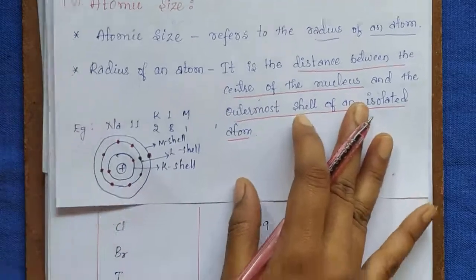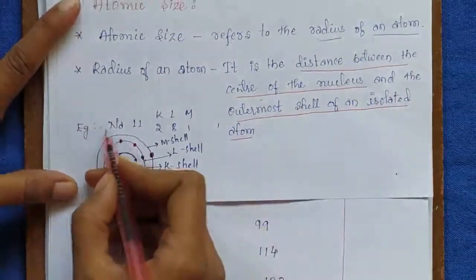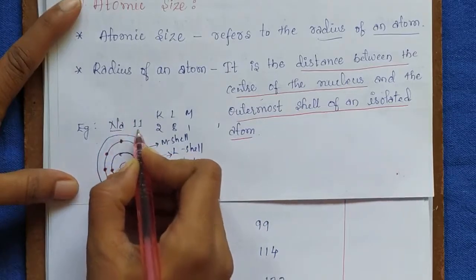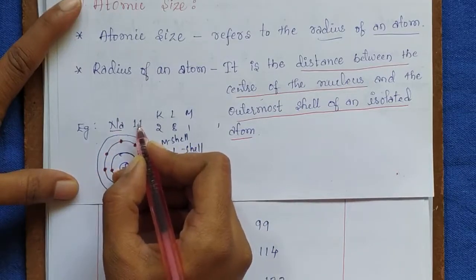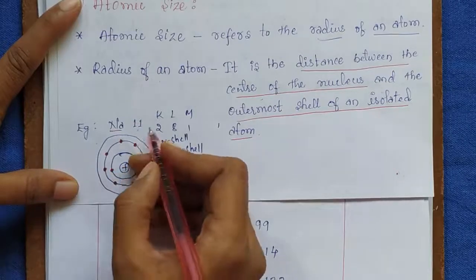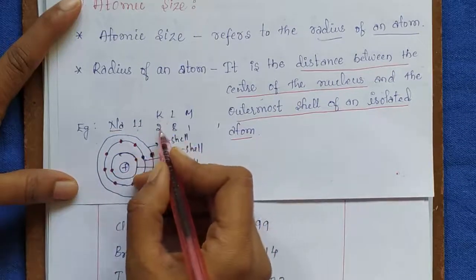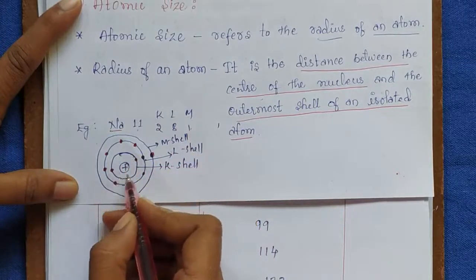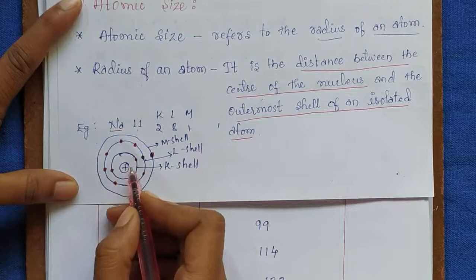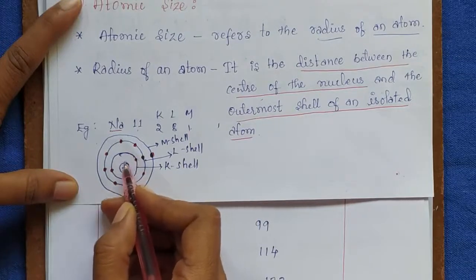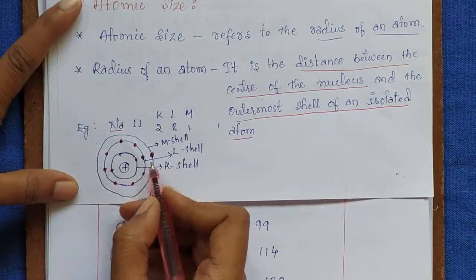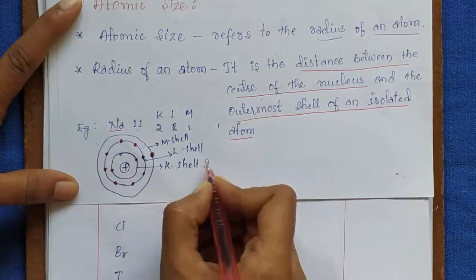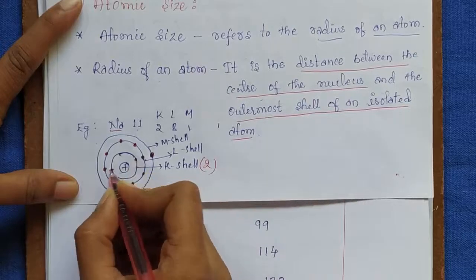Children, see here, this is sodium. The atomic number of sodium is 11, and these 11 electrons are distributed as K2, L8, M1. Here I have represented it diagrammatically. This is the K shell. How many electrons are there in the K shell? 2 electrons. You can count here 1, 2.